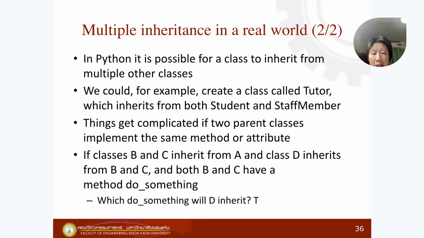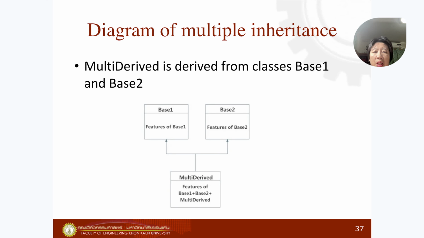Things get complicated if two parent classes implement the same method or attribute. Like if class B and C inherit from A, and class D inherits from B and C, and both B and C have a method do something, which do something will D inherit? So let's see the diagram.